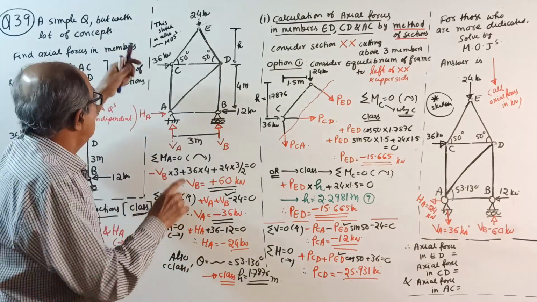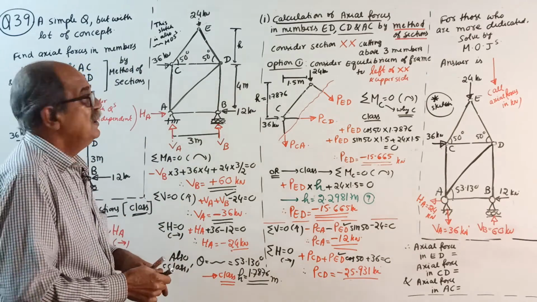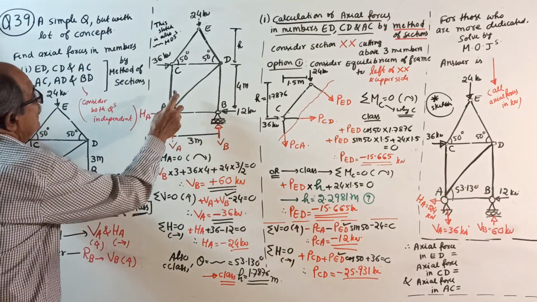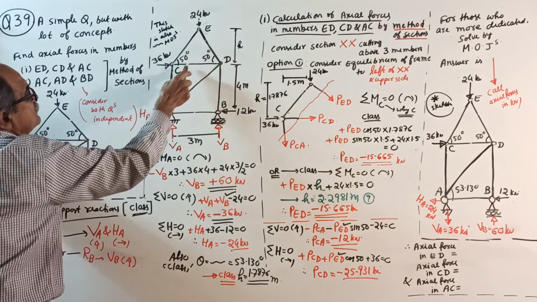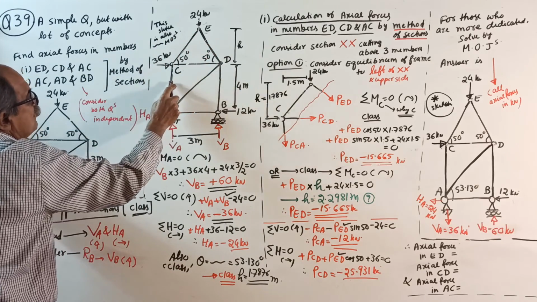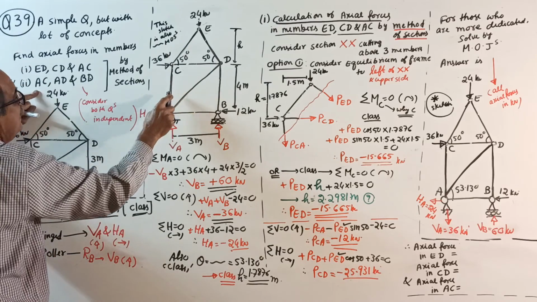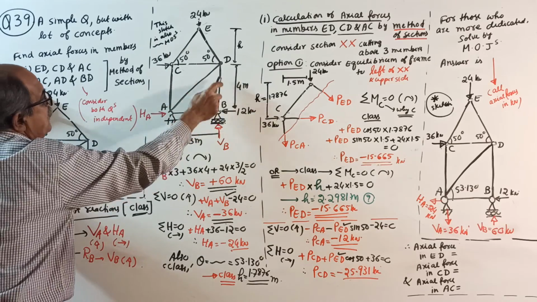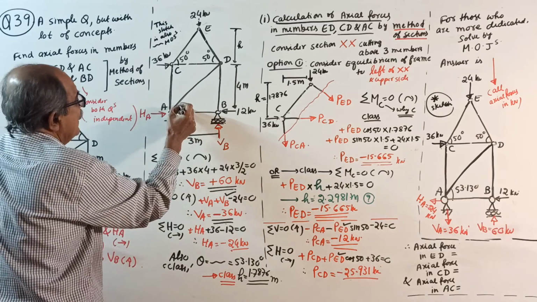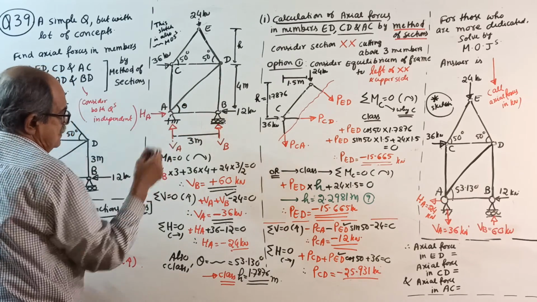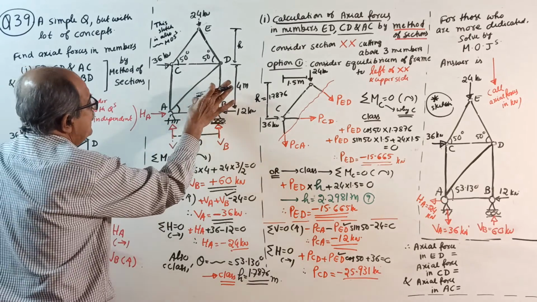Also, later you make a note. When you find force in AC, for these three members, the angle is known. But when you find AC, AD and BD, you require this angle. So do one thing: mark that angle as theta.